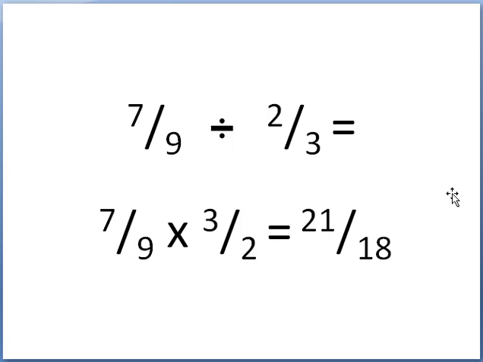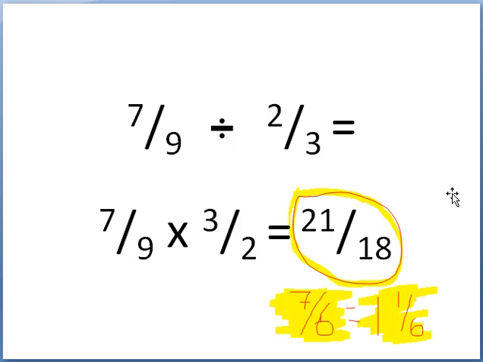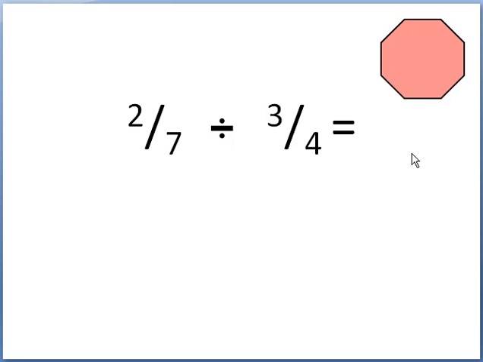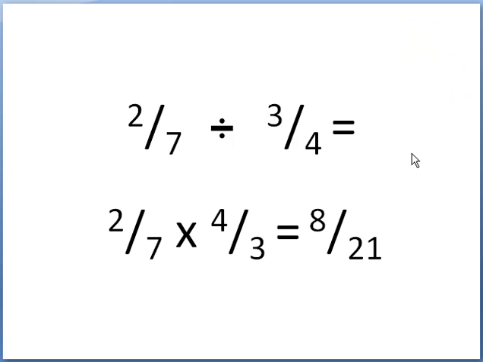Simplifying 21/18 is a bit beyond the scope of what we're trying to do here, so we won't go into that. However, if you'd like to know, 21/18 is the same thing as 7/6, and that simplifies even further to 1 1/6. All right, click on the stop sign, try to solve it. The correct answer of 2/7 divided by 4/3, 2/7 times 3/4, is 6/28.